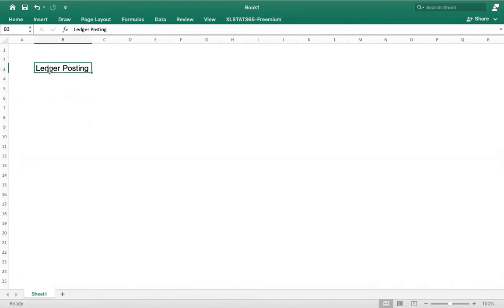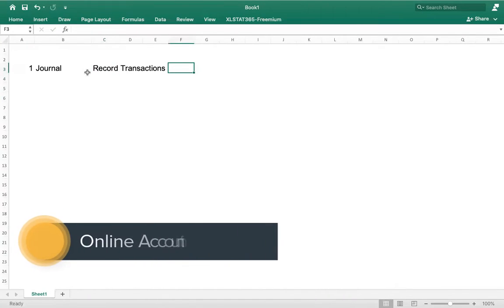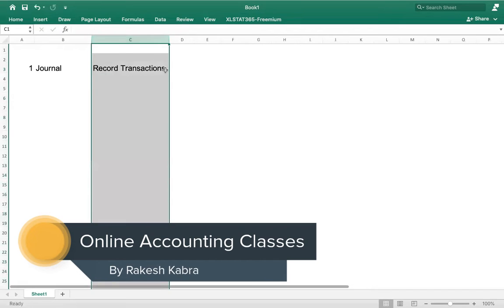So the first step in accounting is what? Journal. Okay. Journal, yeah, this is the first step. And in journal, what do we do? Record transactions. Okay. Record transactions, and that is also known as entries, journal entries.